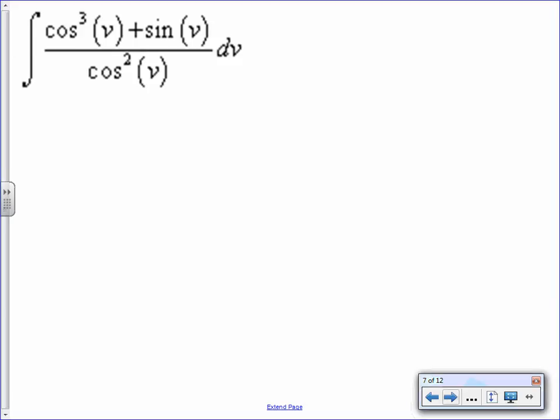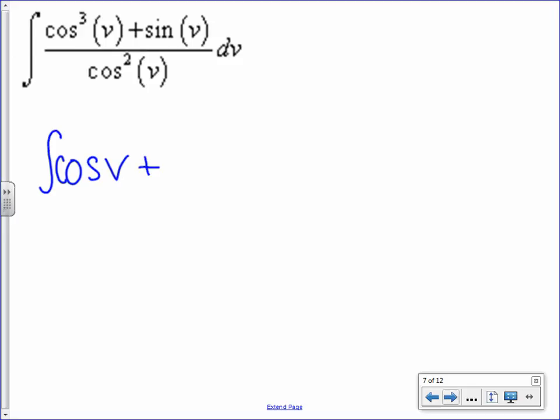We could separate it, and follow my hint from the very beginning. Rewrite it so we could use our trig rules. Power rule is probably not going to help us out much here. So cosine cubed over cosine squared. Cosine. That one was nice. Sine over cosine squared.